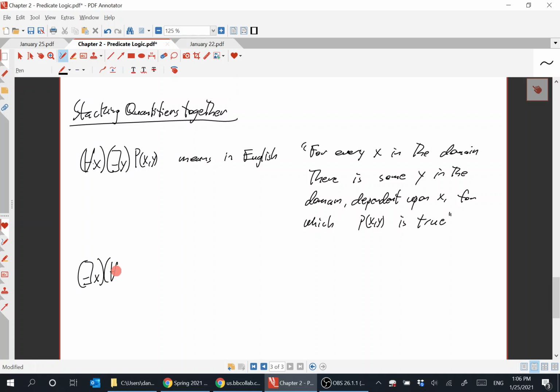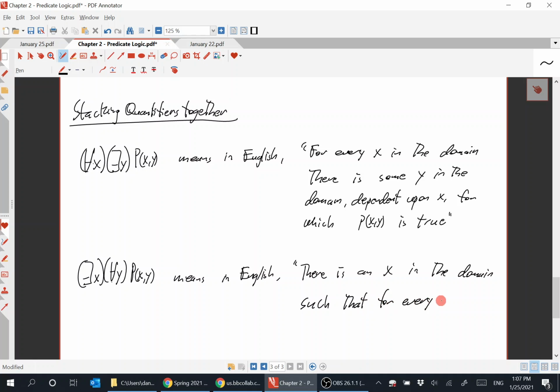There exists x such that for every y, P(x,y) is true. Means, in English, the sentence here starts with universal quantification. For every x, there is a y. Here, there is an x for every y. There is an x in the domain such that for every y in the domain, P(x,y) is true.